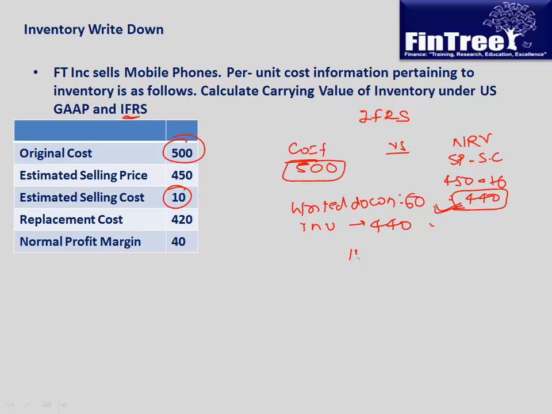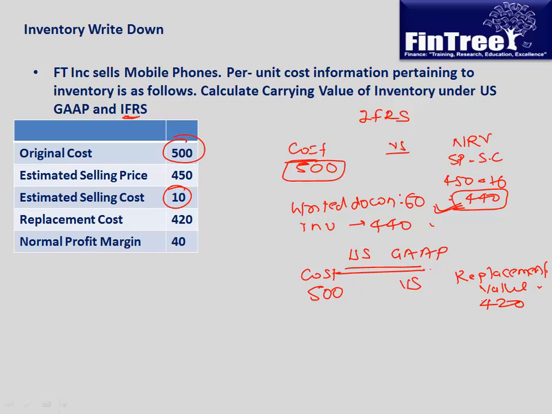Let's see how the accounting would be done in US GAAP. So again, try to recall the flowchart we saw on the previous screen. Original cost is 500. So this is your cost. This is to be compared with the replacement value, also called market. So what is the replacement value? The replacement cost is given to us as 420. However, US GAAP imposes one more restriction, that this replacement value has to be in a price band. On the higher end of the price band, we have net realizable value. Net realizable value is selling price minus selling cost.